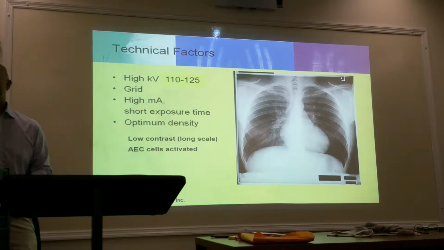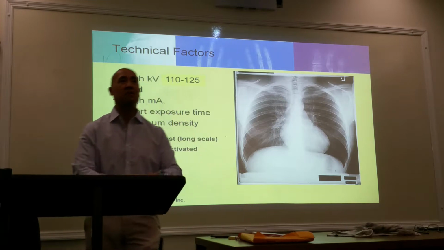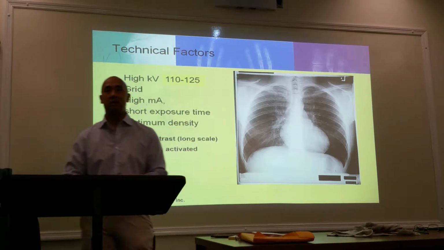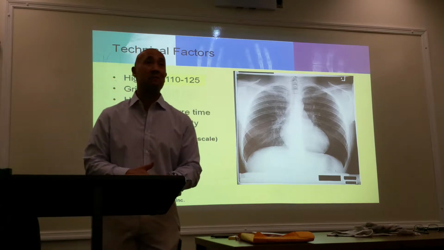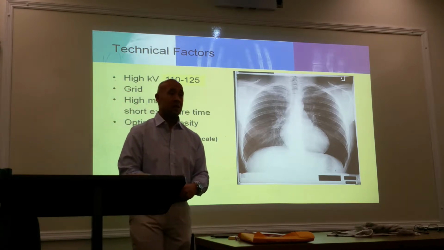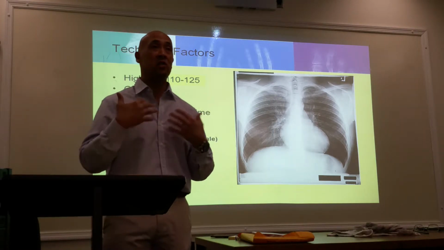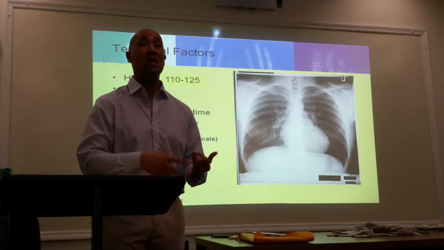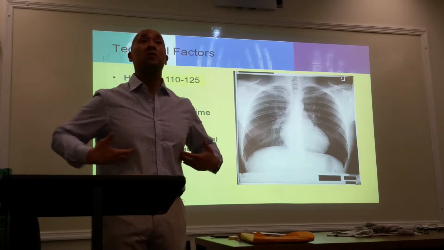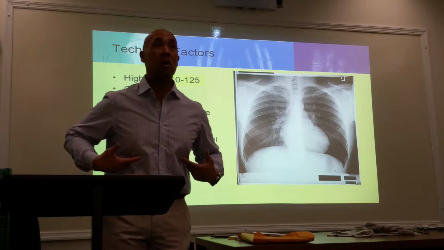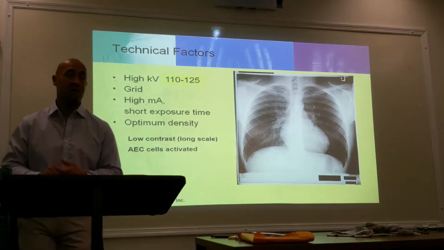We're going to use high kV. Why do we want high kV? What kind of contrast are we trying to produce here? Lower contrast. We're trying to produce low contrast. That means more grays, because we have a lot of different anatomical structures in our thoracic cavity. We have bone, muscle, soft tissue, and also air. So we want long scale contrast to identify all those different anatomical structures.